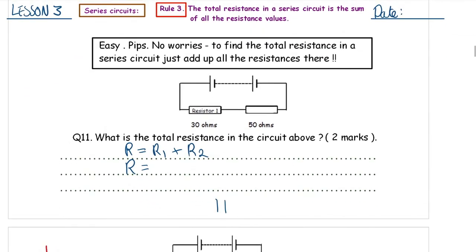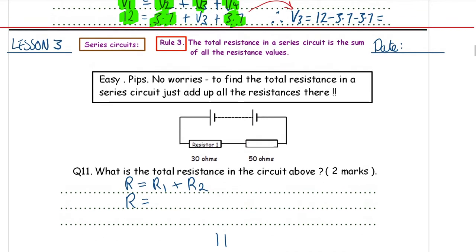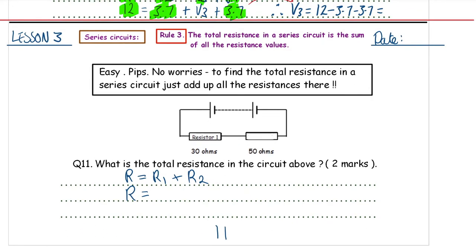We're partway down page 11, and as I mentioned, we've covered rule 1 and rule 2. Actually, rule 3 is to do with series circuits, but it's to do with the resistance in series circuits. It's a very, very simple rule, as Mr. Reddy's put here. It's easy. To find the total resistance in a series circuit, you just add up all the resistances.